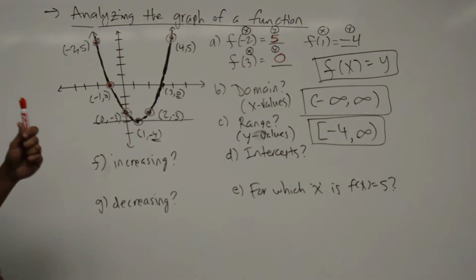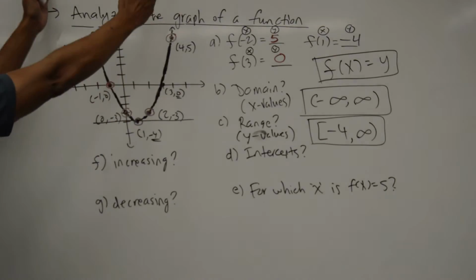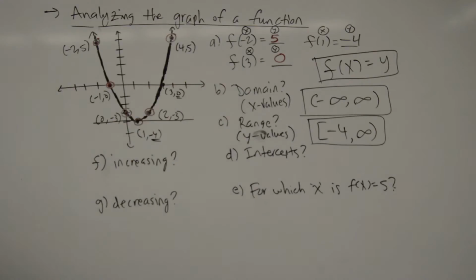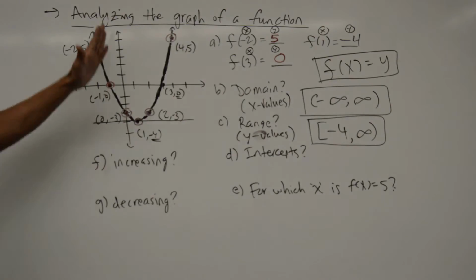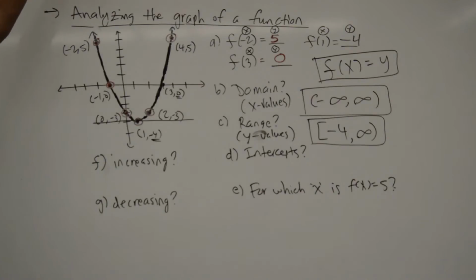I want you to notice the difference between the domain and the range. The domain talks about the x's. The x's keep going indefinitely each way. So for every x value, there will be a y value. It's not the same thing for the range, because for the range, we're looking at the y values. The lowest y value is -4, and then the highest y value, there is none. So it's gonna be infinity.